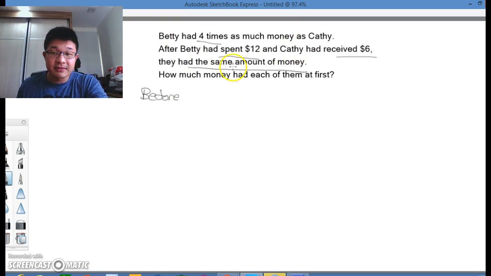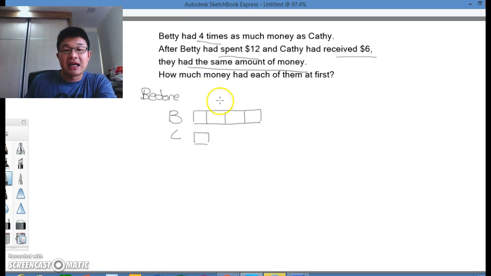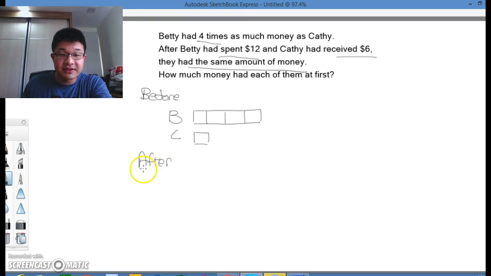Betty had 4 times as much money as Kathy. So Betty and Kathy would have 4 times, which means Betty would have 4 units. Okay, so 1, 2, 3, 4, and Kathy would have 1. Now, after that, Betty spent some money, and Kathy received some money. So Betty spent $12, Kathy received 6. Then they had the same amount of money.